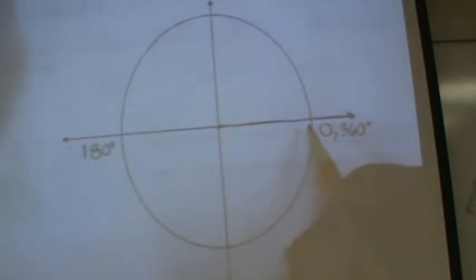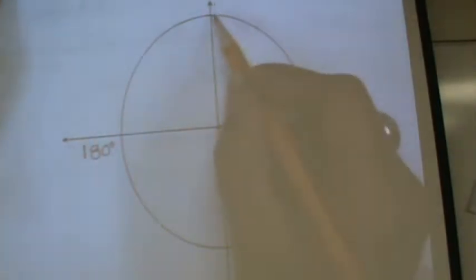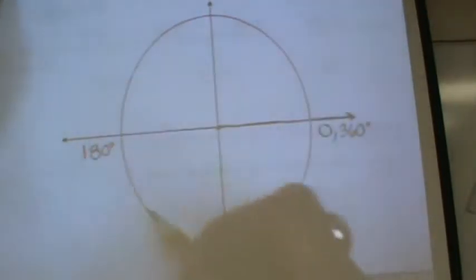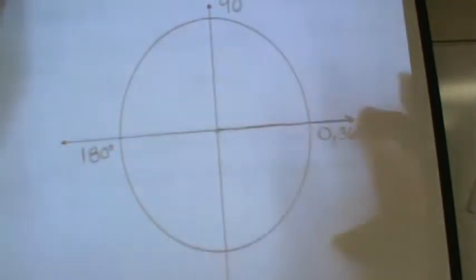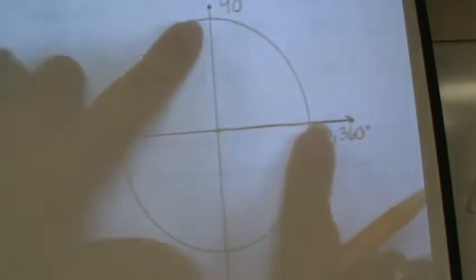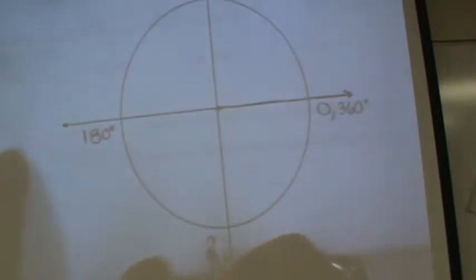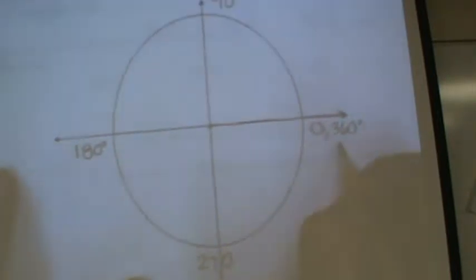What if we went a quarter or half of 180? So a quarter of 360 or half of 180 is 90. So each of these is 90 degrees, correct? So if you added 90 here, what do you get? 270. And if you add 90, you're back at 360, right?